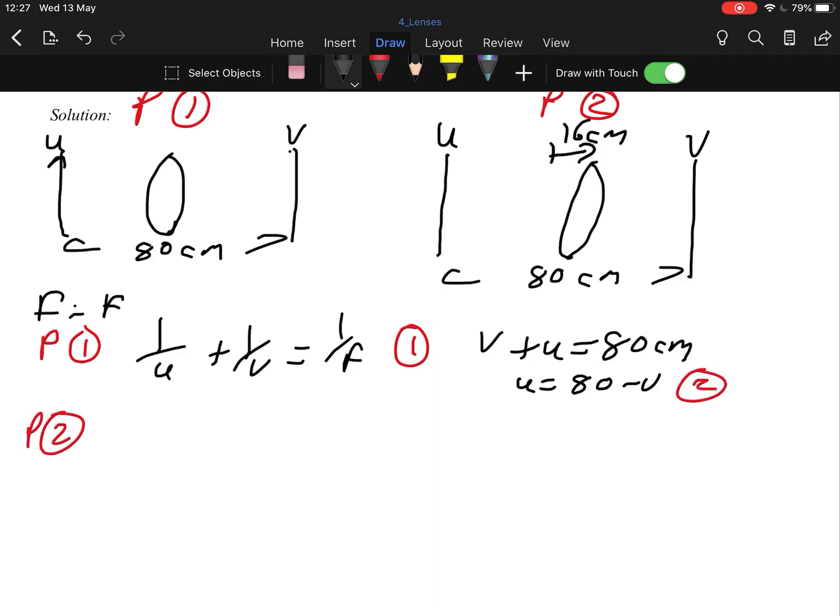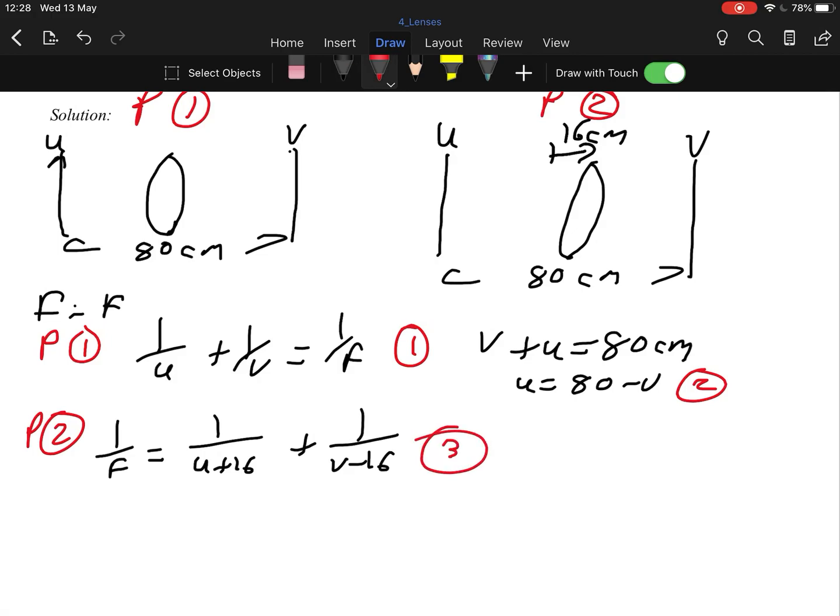Now for P2, what do we have? Our distances are changed now, okay? So we still have 1 over f, focal point is focal point, that doesn't change. But u is now u plus 16 centimeters, and v is v minus 16. Why? Because we move 16 centimeters towards v. So the distance for v is less, but the distance for u is more. So if you did the other way around, you would end up just doing the other way, that's all. All right, and we call this equation 3.